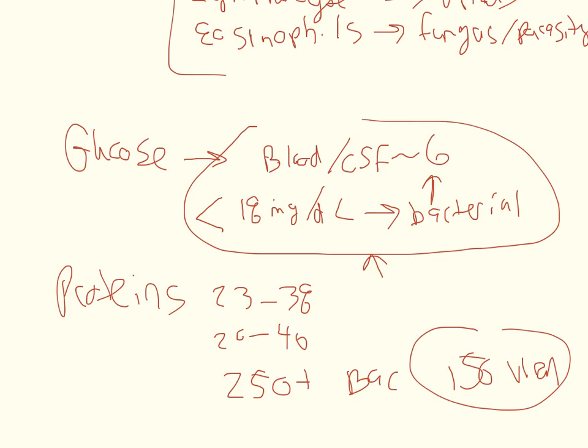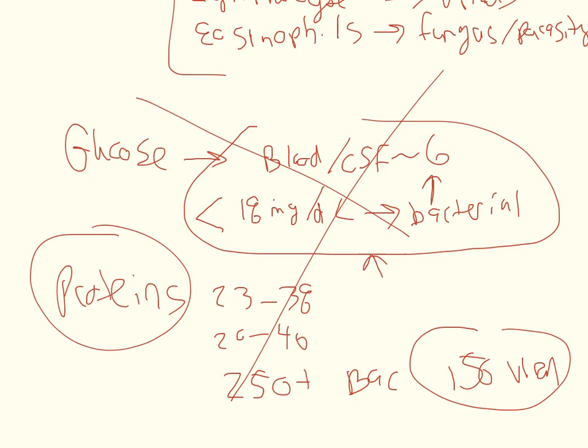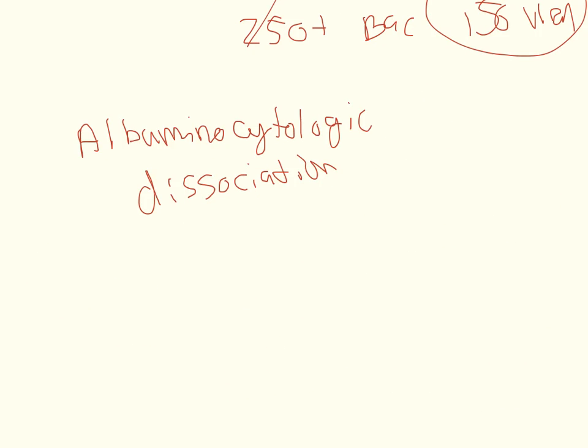We saw that the white blood cells were not elevated, but the protein was. We also saw that the glucose was normal. So we've ruled out bacteria, we've ruled out viral, and now we have this thing called albuminocytologic dissociation. Now the albumino part is referring to protein. So the protein went up, but the cytologic is referring to white blood cells, and white blood cells remained even. So I'll use a sideways arrow to indicate that it remained even, it didn't go up or down.